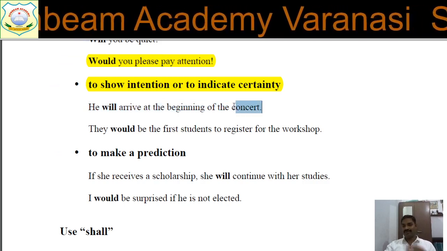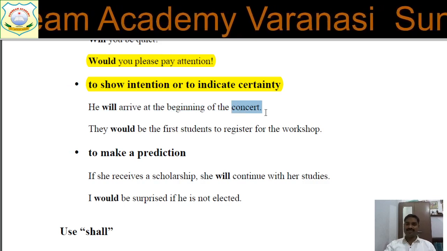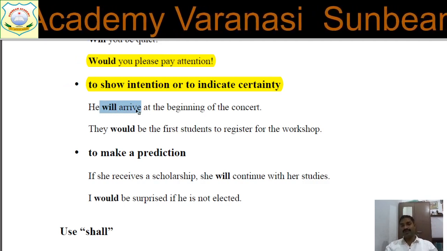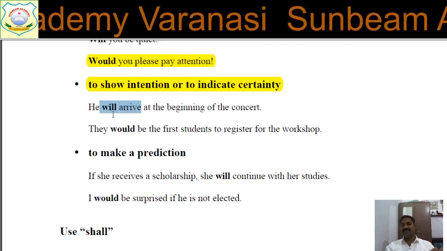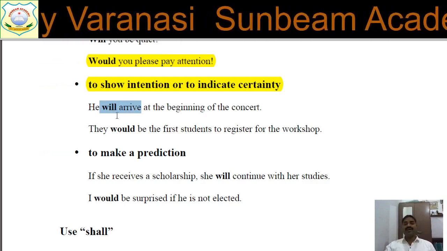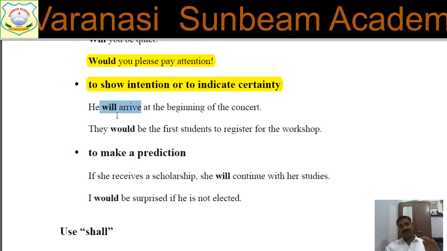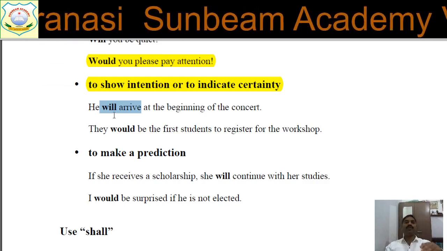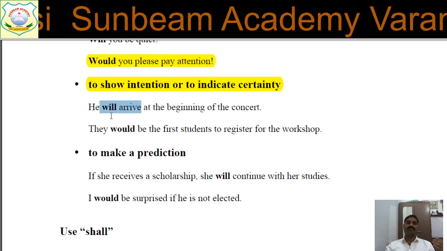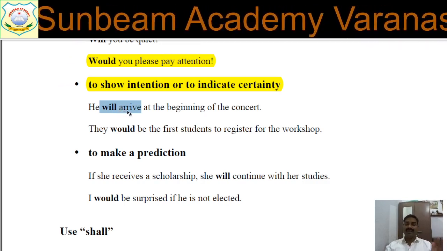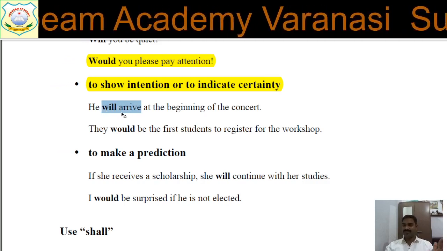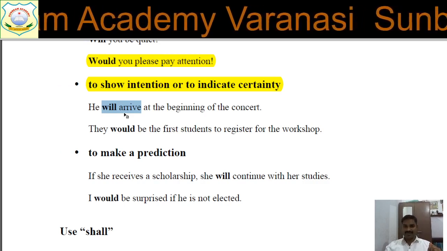A concert is a program of any musical instrument or playing of the instrument. So there if you say will arrive, means you are a bit sure that the person you are talking about will 100% arrive. But when you say shall arrive, the possibility of arriving is dependent on acts of the future. Means in future it may be rainy, there may be some problem. But when you say will arrive, definitely there are more chances of his arrival. So this is the only difference.